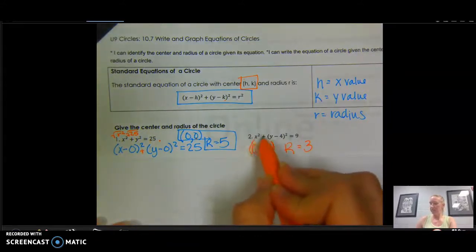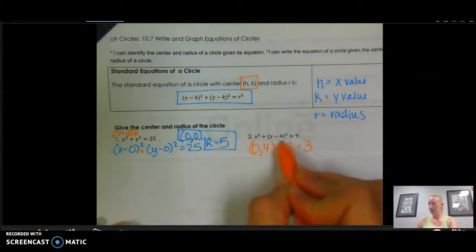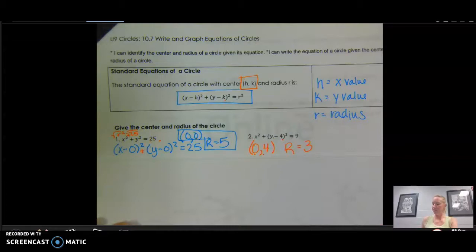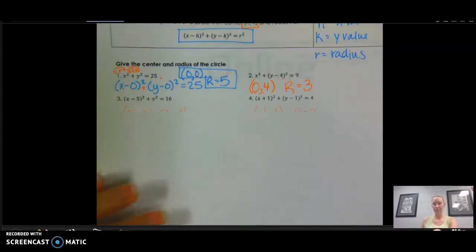Same thing here. There's nothing with x, so that would be 0. Opposite this negative 4 to give me 4. Square root 9 to get me a radius of 3. Go ahead and do 3 and 4 on your own. So pause me, unpause me when you are done.